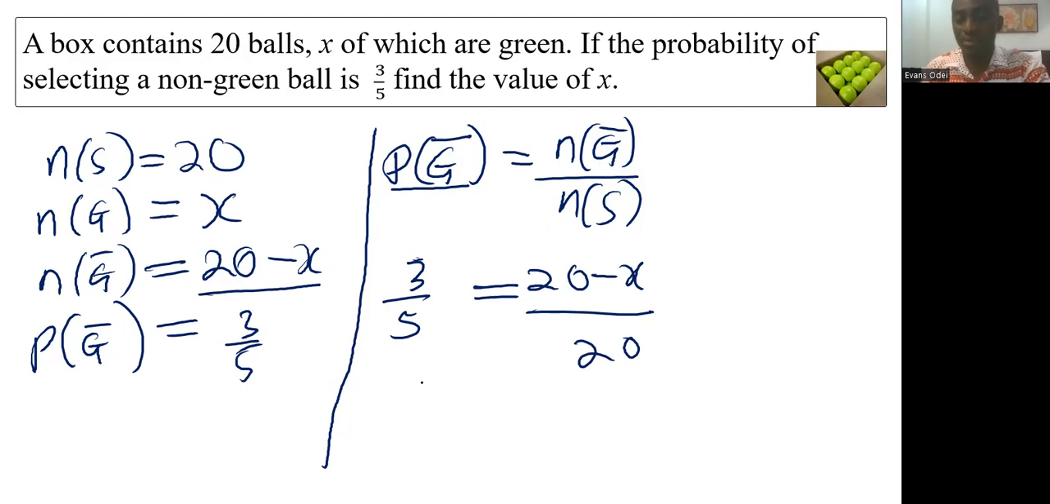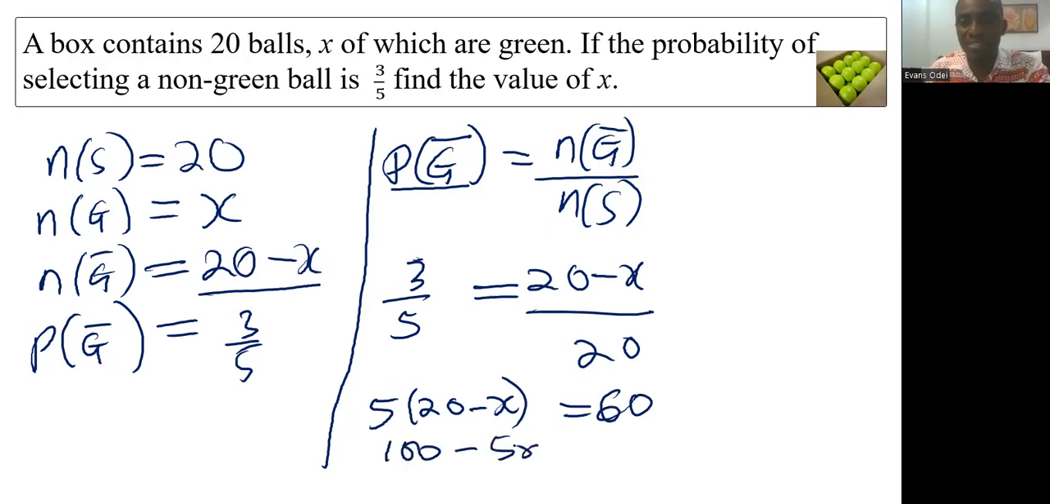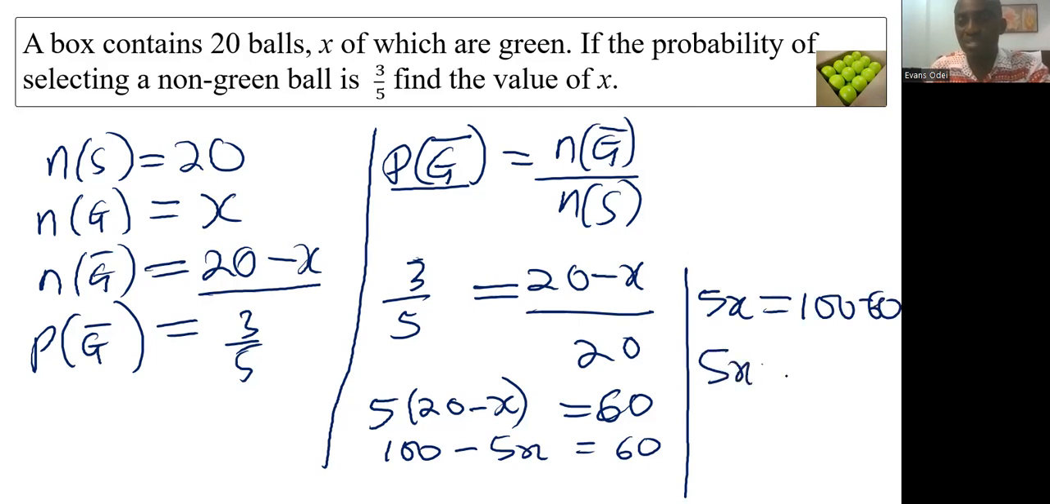If I do simple cross multiplication, then I can have 5 into bracket 20 minus X is equal to 3 times 20, which is 60. If I expand this, I have 100 minus 5X is equal to 60. I simplify this, I can write it as 5X, if I group like terms, is equal to 100 minus 60. And of course, 5X will give us 40. And we divide both sides by 5, then we have X to be equal to 8.